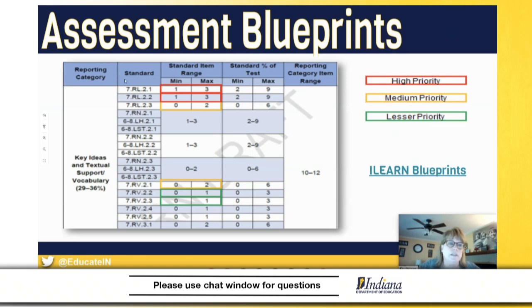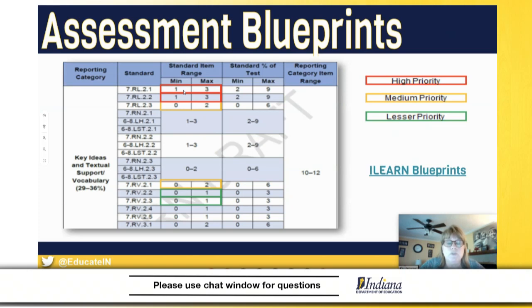So you'll notice that it lists the standards in the second column, and next to the standards is a column called the standard item range. And I want to explain that a little bit more so that those numbers make a little bit more sense to you. If you notice next to 7.RL.2.1, there's a minimum number of a 1 and a maximum of a 3. And that indicates that for that standard on the iLearn test, every student is going to encounter at least 1 question, and some students will have up to 3 questions. And that is because the test is adaptive, so it depends on how they're answering, how many questions they get. But every student is assured for 7.RL.2.1 to have a question.